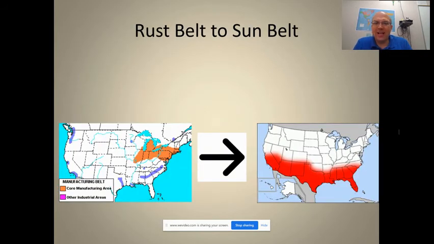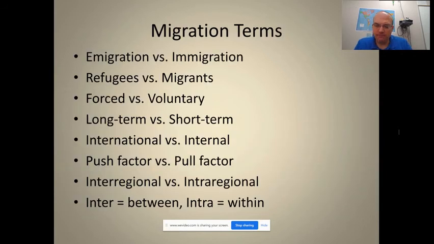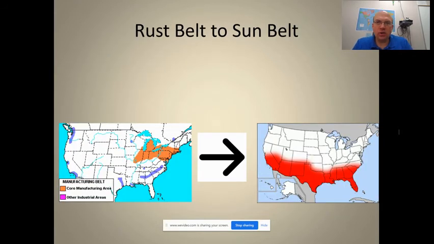Okay, some other big ideas about migrations. Hopefully you're good on all of that terminology. Now we're going to get into some additional ideas about migration. One of the big patterns that we can associate with migration in the United States is a migration trend from the Rust Belt, and we can see our Rust Belt portrayed right here. Rust Belt is this area in orange, to the Sun Belt, and you can see the Sun Belt here, this area in red. So we've seen a lot of migrants leave this area in the Northeast.